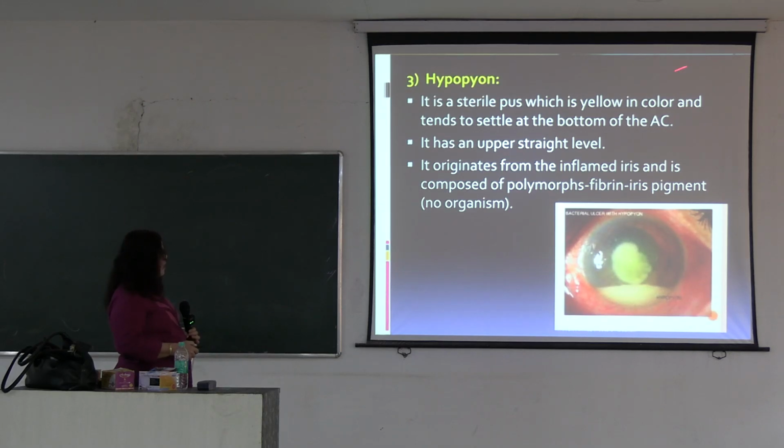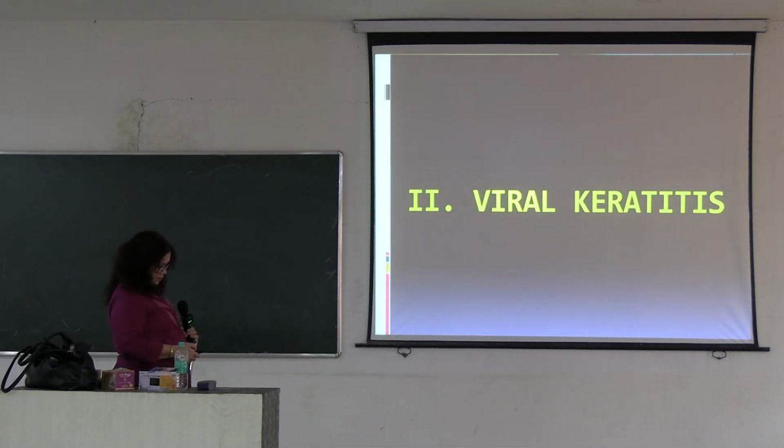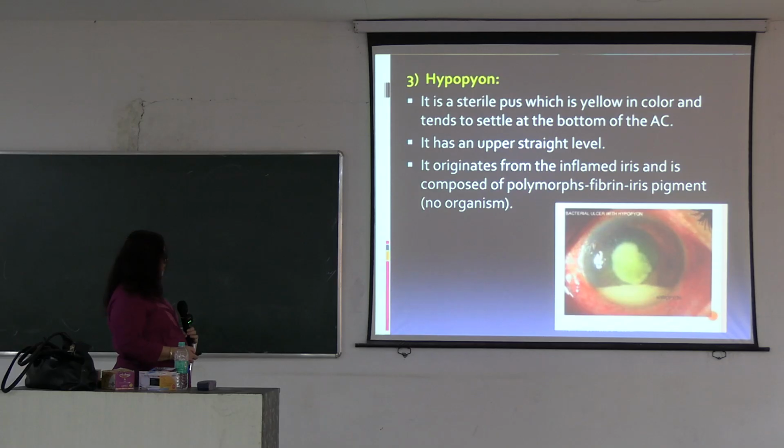Hypopyon corneal ulcer is also associated with polymorphs, fibrin and iris pigments. These are iris pigments, and here the iris is also involved. So there is posterior synechiae also present, and this is part of the lens, and this one is the iris, an inflamed iris. Here there is loss of the pattern of the iris. Then hypopyon corneal ulcer is over.